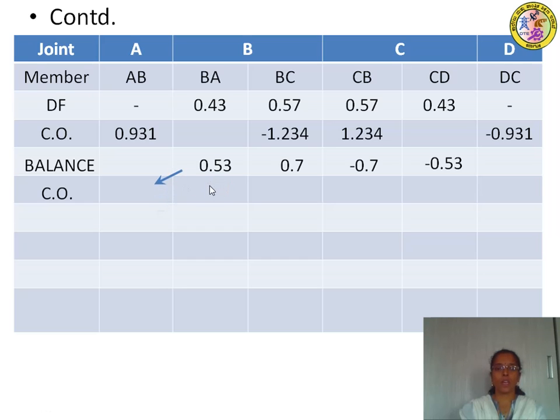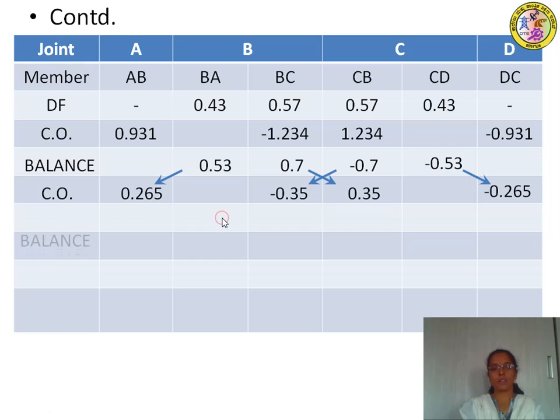From BA to AB, half of 0.53 will be 0.265, and from BC to CB, half of 0.7 will be equal to 0.35, and from CB to BC, half of minus 0.7 will be equal to minus 0.35, and from CD to DC, half of minus 0.53 will be equal to minus 0.265. Okay, so these are the carryover moments. So again joint B and C got imbalanced. So next step is balancing.